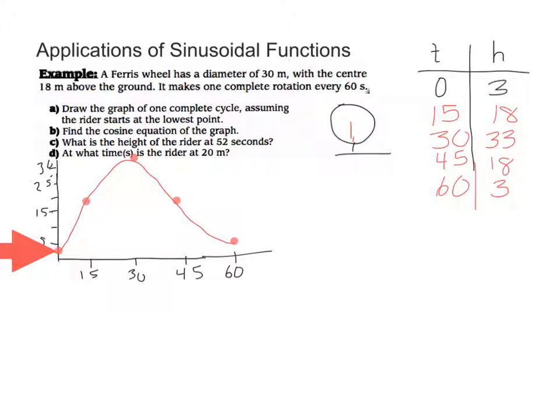So what's going to happen is once you get to that 60, it's going to do that same thing again and again. But it only asks for one cycle, so that's what I'm going to draw. And then we need to write an equation. It says to write the cosine equation of the graph. So that means our equation is going to be something like y equals a cosine b(x minus c) plus d. And we need to figure out what a, b, c, and d are.